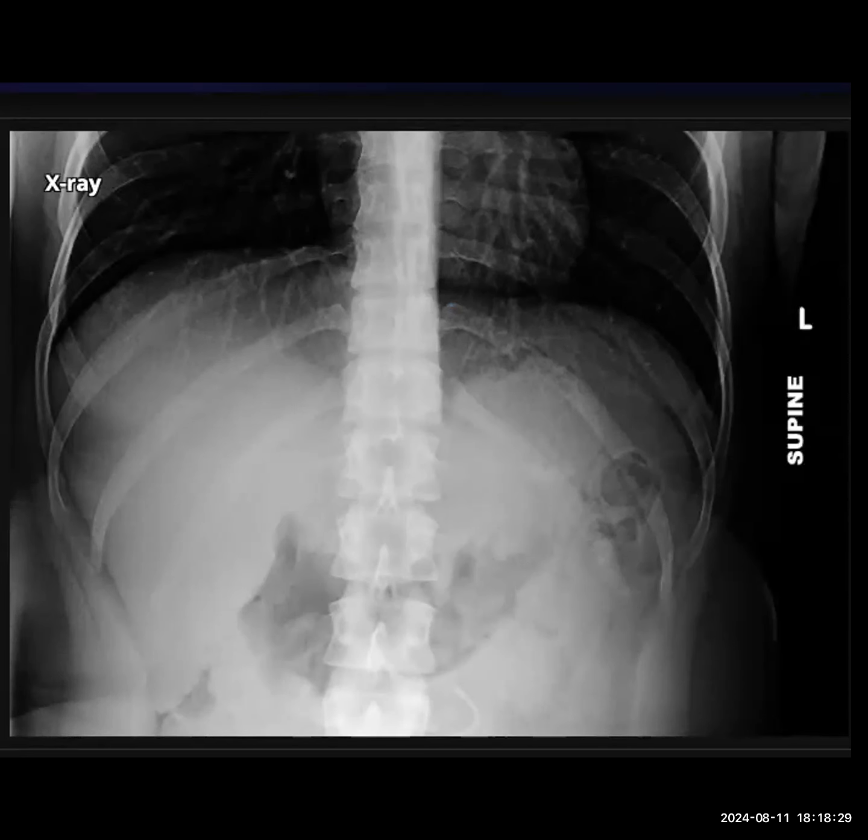What is the first thing that you look at when you get a chest X-ray and abdomen? What do you say first? Pneumoperitoneum. Anything else? Other than that.